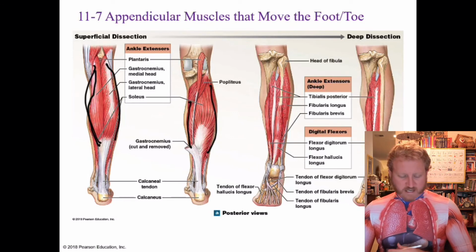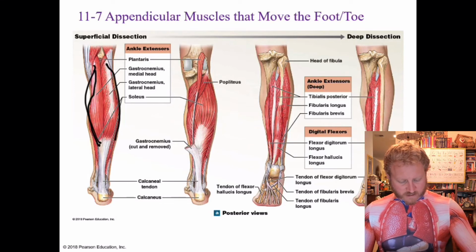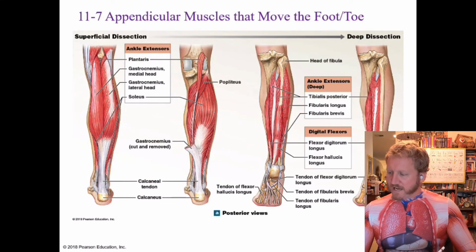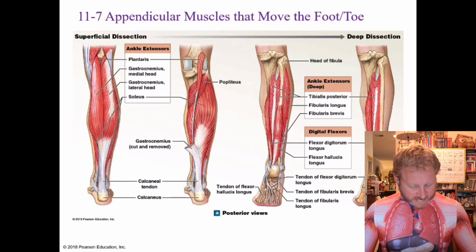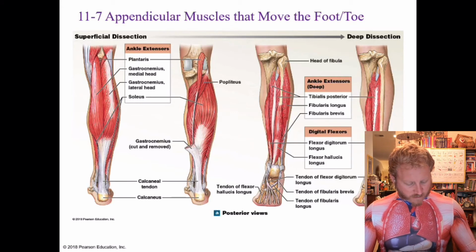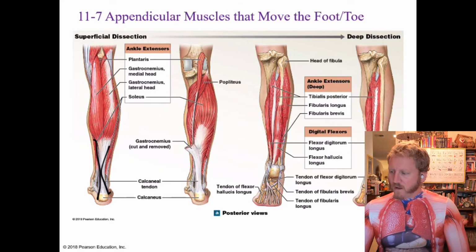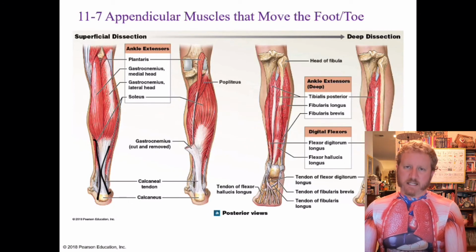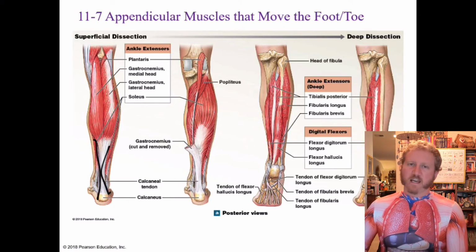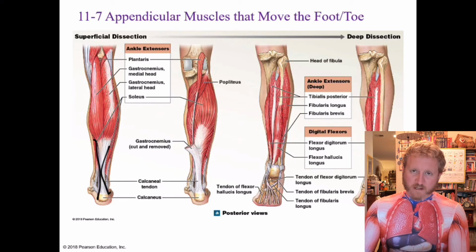Most of these muscles, primarily the gastrocnemius and the soleus, share the calcaneal tendon, which is this one right here. And you can see here's part of that tendon, and it sort of comes together right in there. This is known as the Achilles tendon, shared by the gastrocnemius and the soleus.